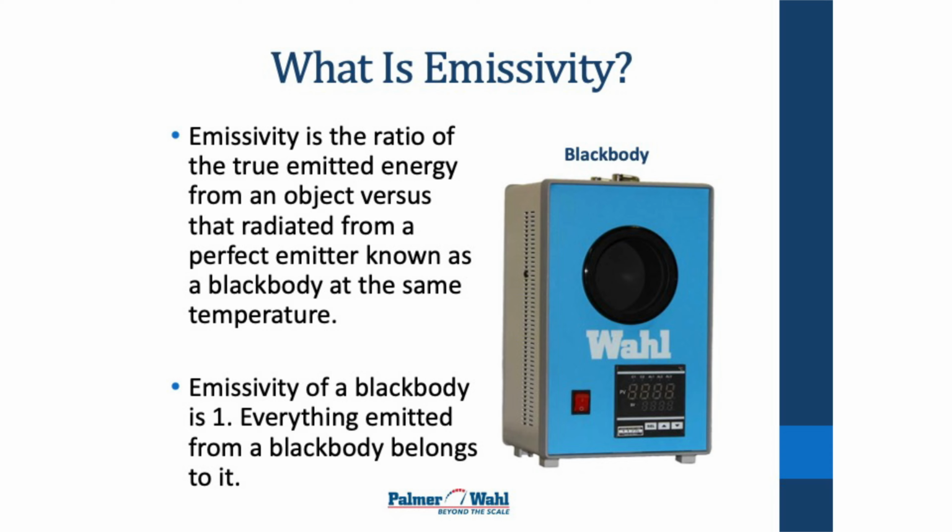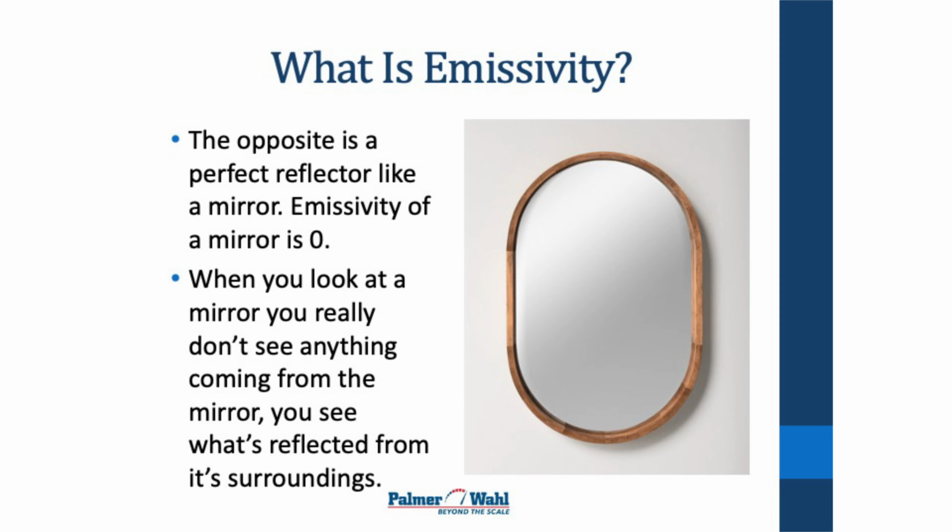The black body has an emissivity of 1, meaning that everything coming off of it belongs to it. The opposite is a perfect reflector, like a mirror. The emissivity of a mirror is 0. What that means is that you don't see anything coming from the mirror itself. You can't measure it. You're seeing whatever is reflected from its surroundings wherever it's installed.